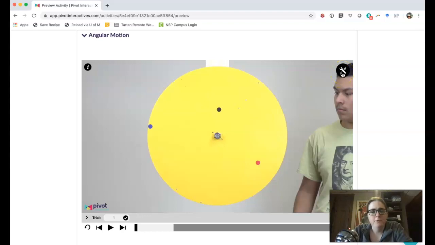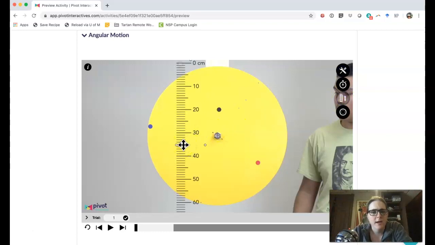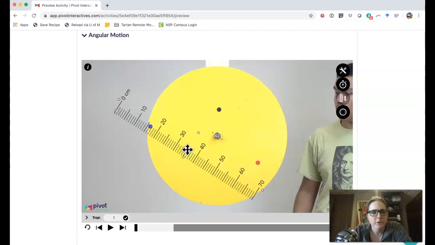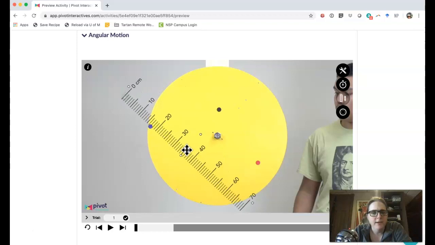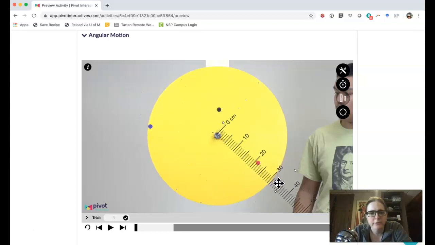All right, I've gotten a few questions about finding the tangential velocity in this Intro to Angular Motion activity on Pivot Interactives, and just wanted to clear that up a little bit. So in the Pivot activity, if you go to your toolkit, you can get a ruler, and this ruler is one you can rotate. And so the idea is you can use this to measure the radius of your dot's path.